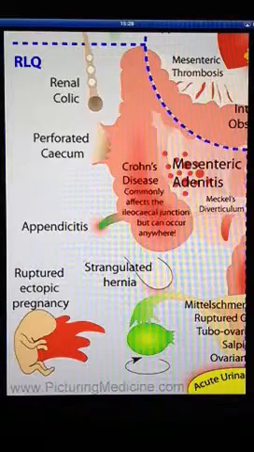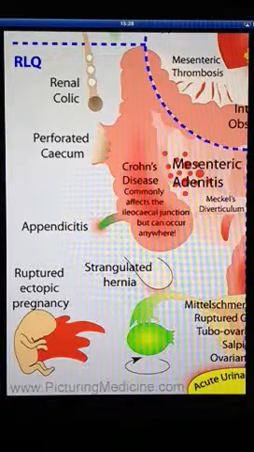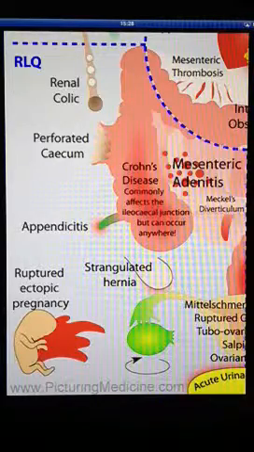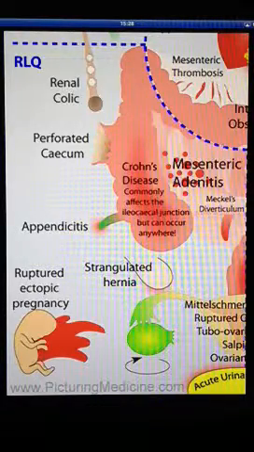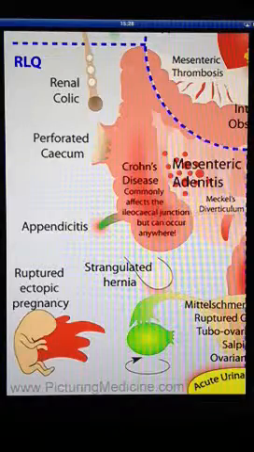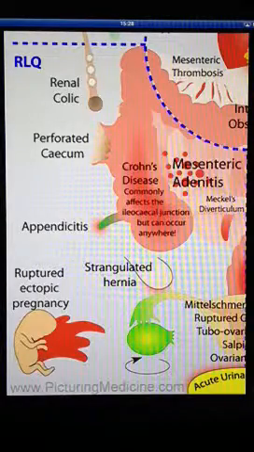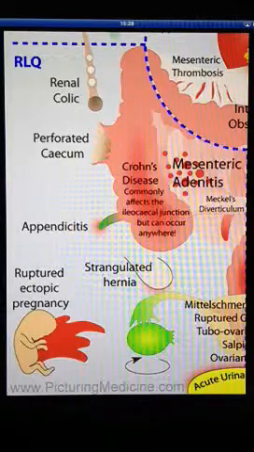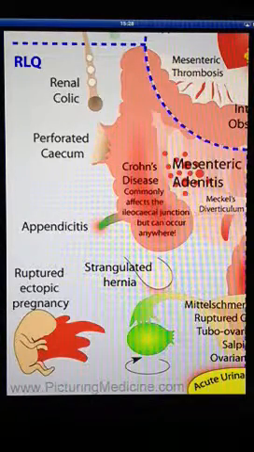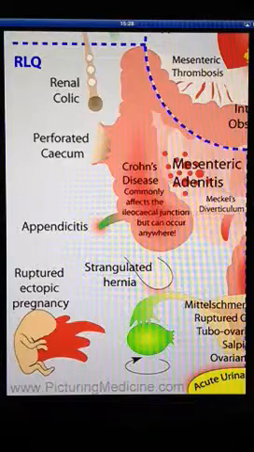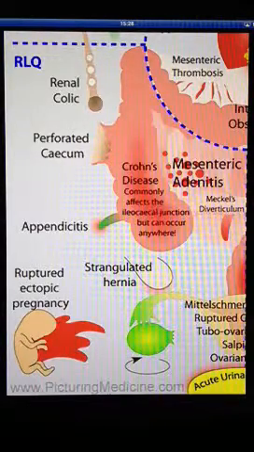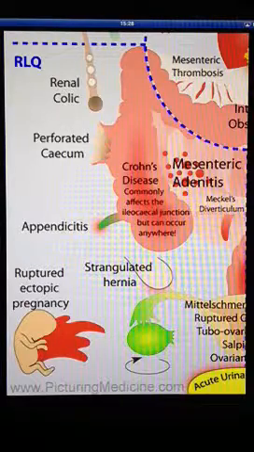Right lower quadrant pain often relates to the ascending colon, and more common causes include appendicitis and inflammatory bowel disease, especially Crohn's disease. Inguinal hernias are an important cause of pain in this region as well. In children, mesenteric adenitis can cause right lower quadrant pain. Don't forget to consider kidney stones as well.